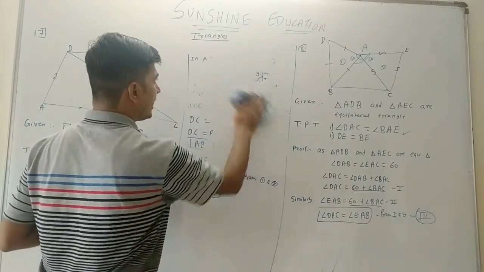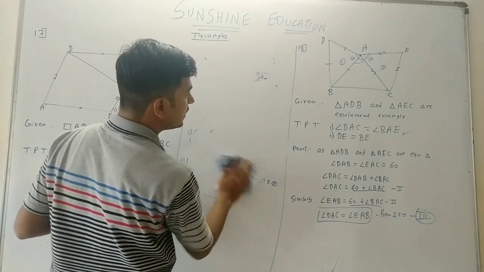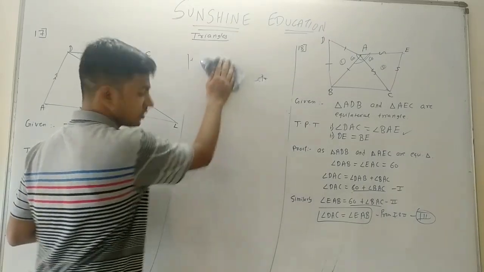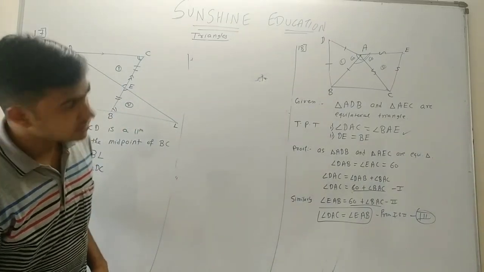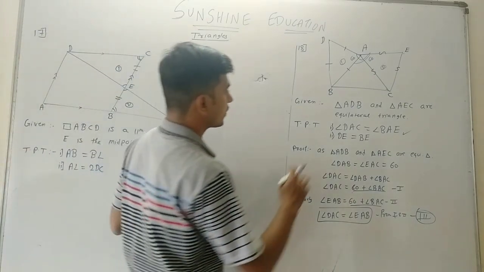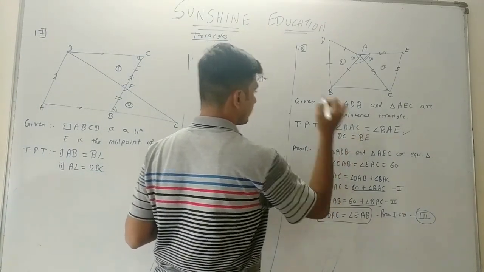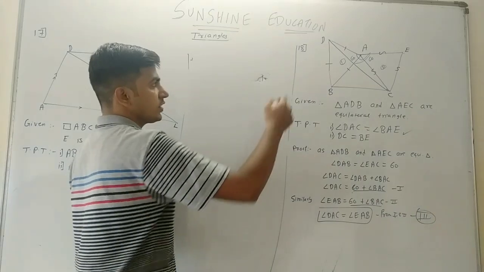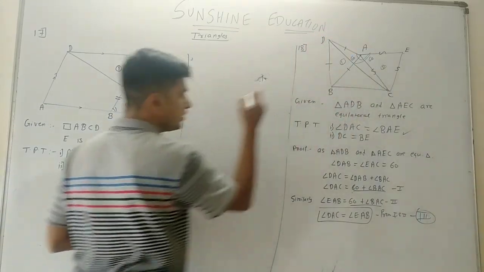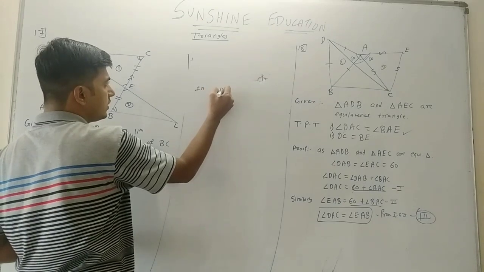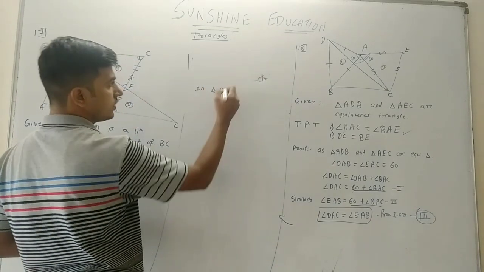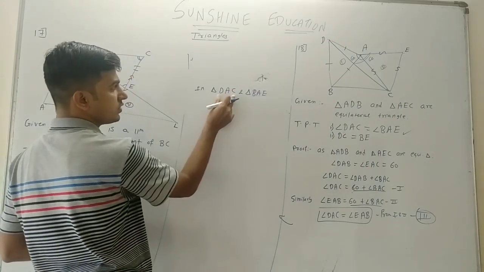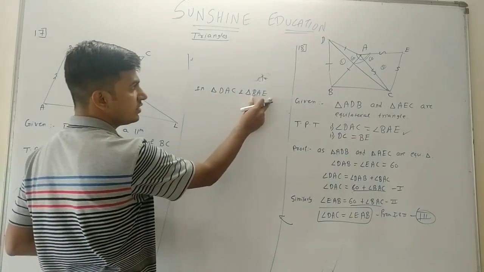Now, what is the second part? Prove that DC is equal to BE. Let me check the question first. DC is equal to BE. So when I join DC, it will be like this. It is clear that we need to take two triangles, triangle DAC and triangle BAE, because DC is there in this triangle and BE is there in this triangle.